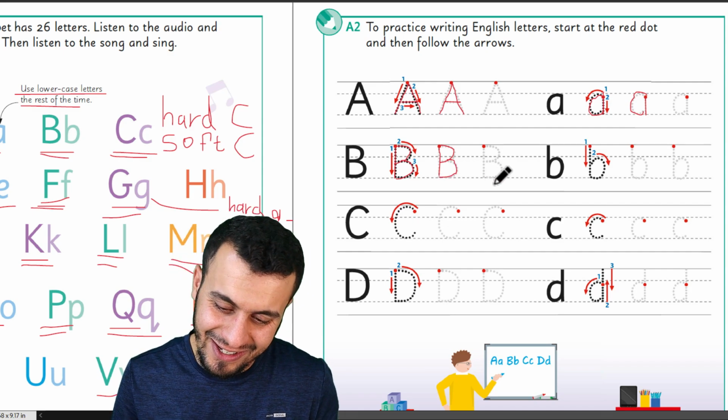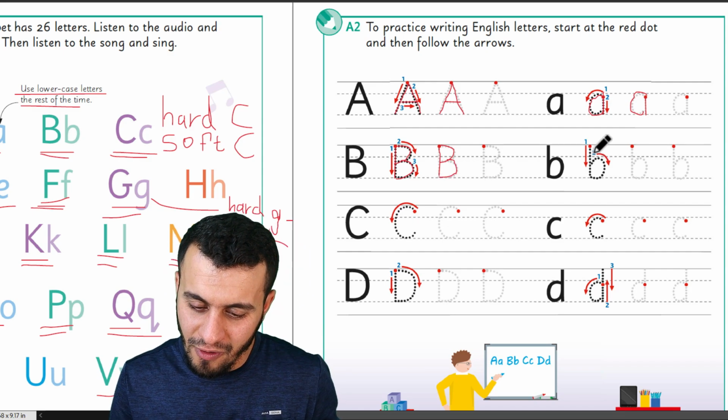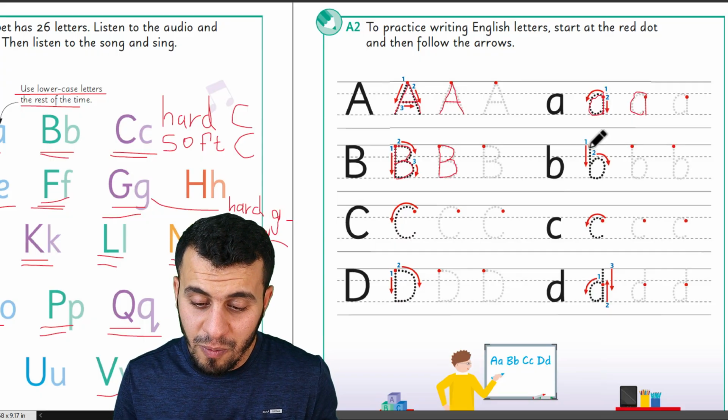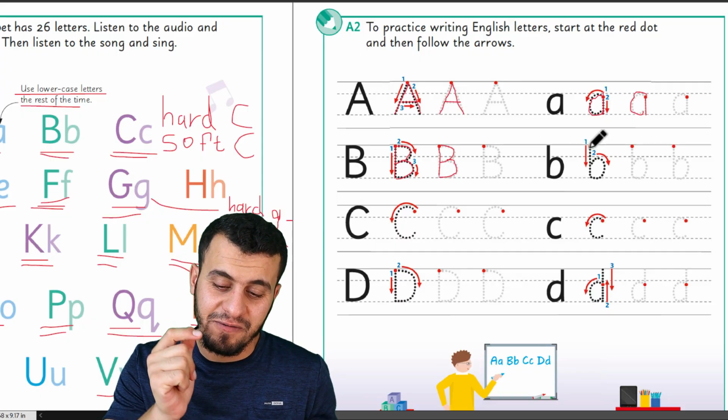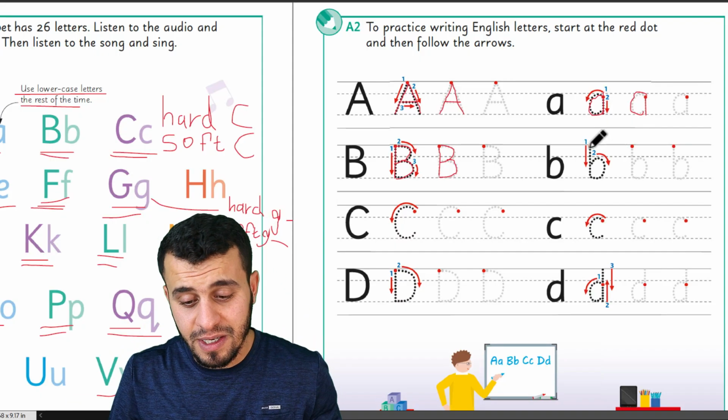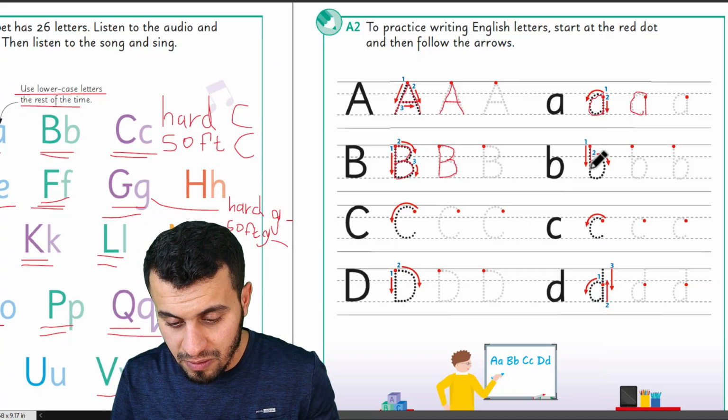There you go. Bravo. Okay, this one. The small b has 2 steps. First, we just come down, and next we make a circle.